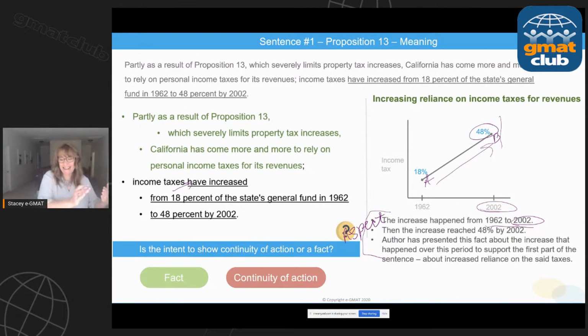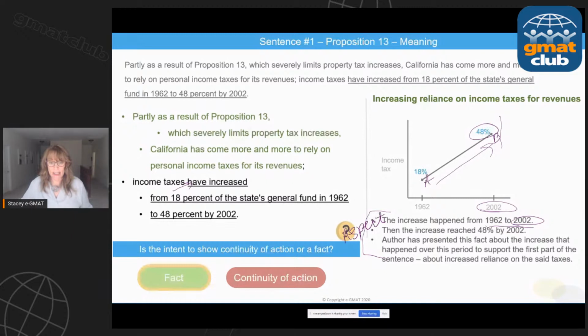And as Manish shared in the chat, it ends in 2002. So we're now in 2021. So that period is way back. But even if I was the day after this data had been collected, it would still be in the past because the period is over. So now I am expressing a fact, and I would not use have increased because it is no longer continuing action. It has got that stop date.